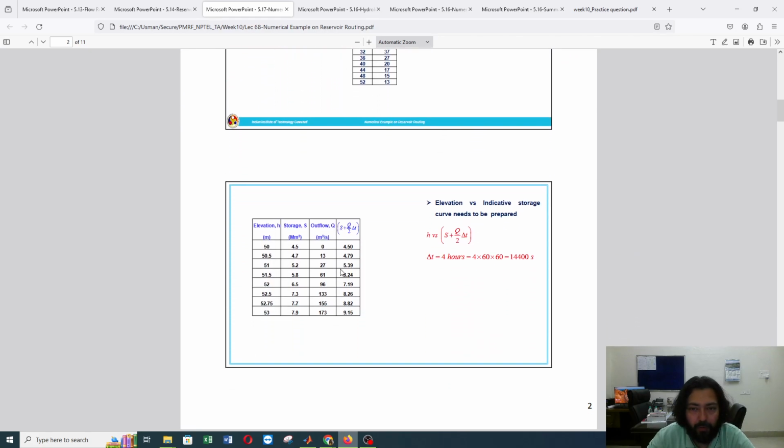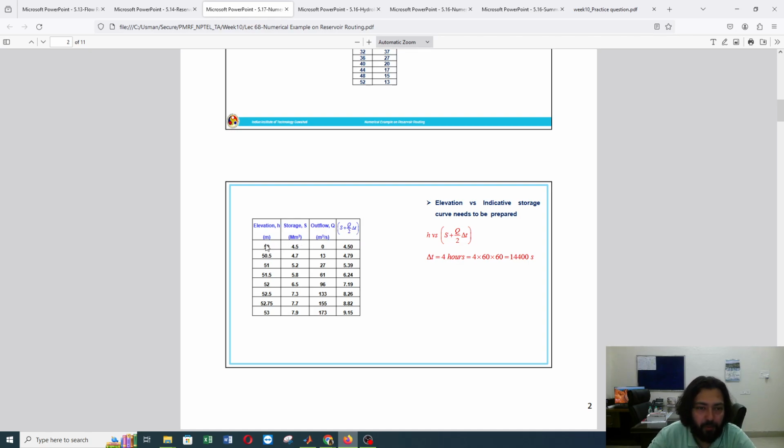Now the first step is to plot the H versus indicator storage curve, that is, H versus S plus Q delta T by 2. So we need to plot this. We are going to obtain this term. We know elevation, we know storage, we know outflow. Since the values of S and Q are known to us, we can calculate the value of S plus Q delta T by 2, right? So we got the value of this.